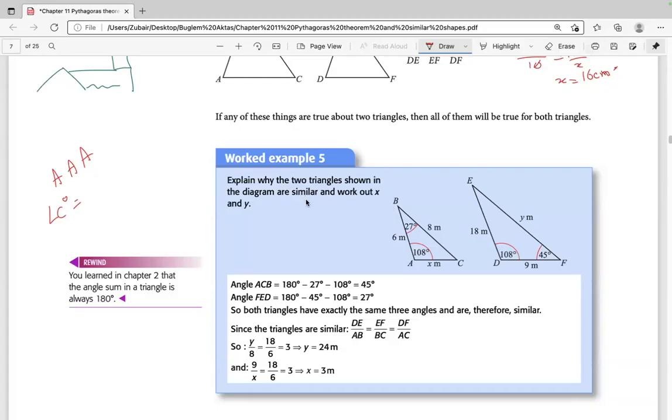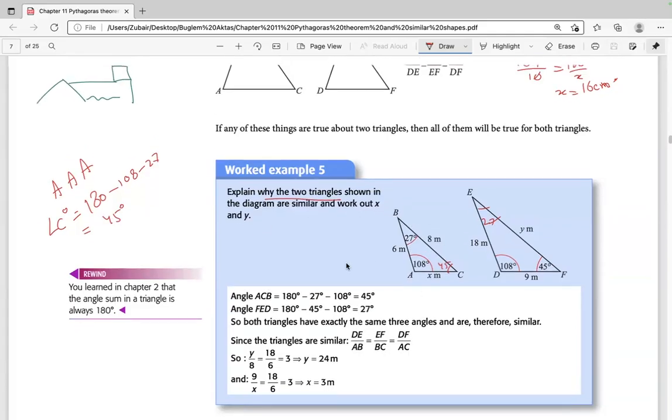First we need to know that they are similar. So you need to add them together and then subtract from 180. So 180 minus 108 and minus 27. Obviously, if we are going to show that they're similar, it has to be 45. I am going through my working and it gives me 45. So this is 45, and on the other side 45, 108, and this should be 27. So explain why the two triangles are similar: we'll say that all three angles are the same. And work out x and y.